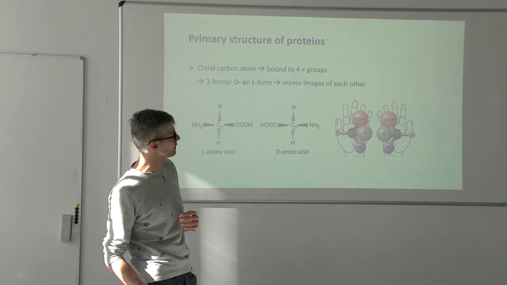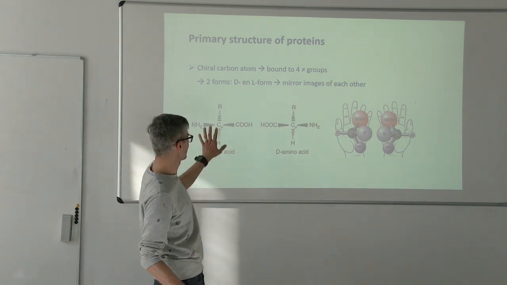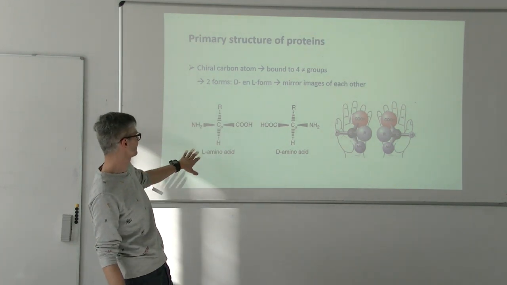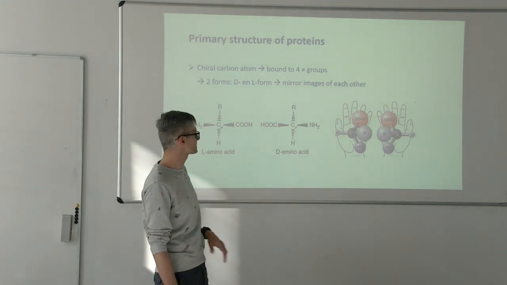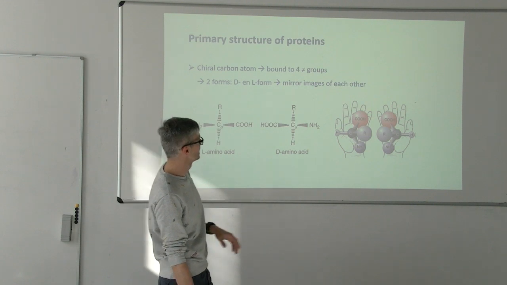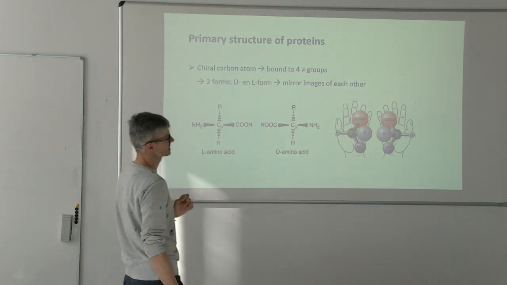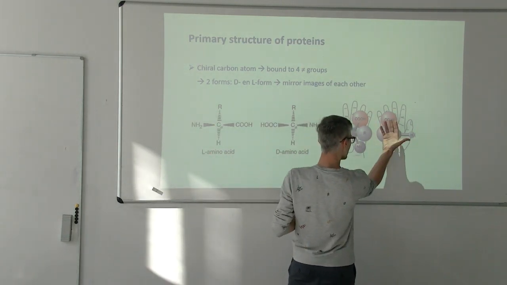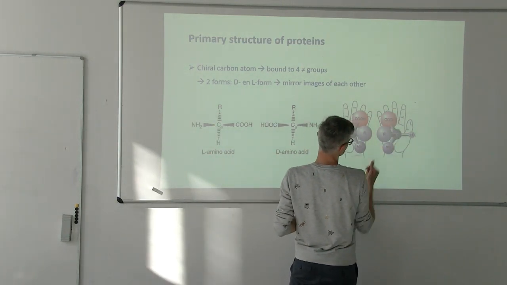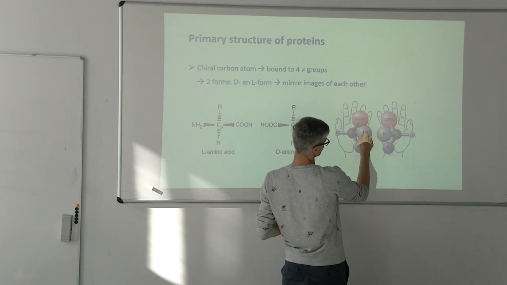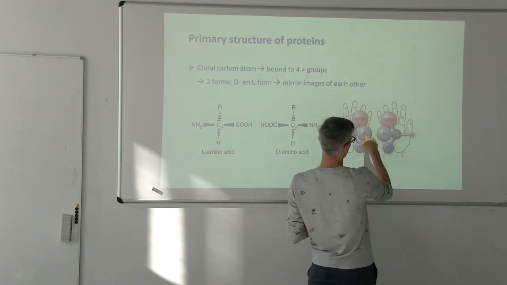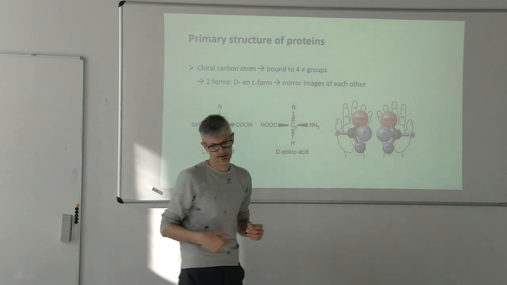And if they are non-symmetric, this means you can have two forms. Probably you also know that you have L forms and D forms, depending on how you see it. You can have a look at this figure and try to see how it is. If you just turn this over, you will see that it's actually not the same. Here it is in the front, and if you turn it, the R group would be in the back.